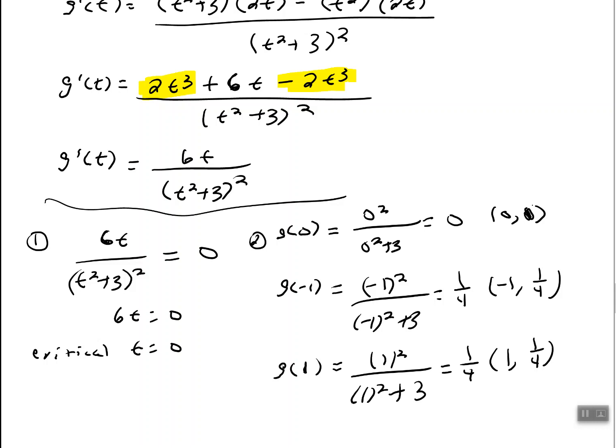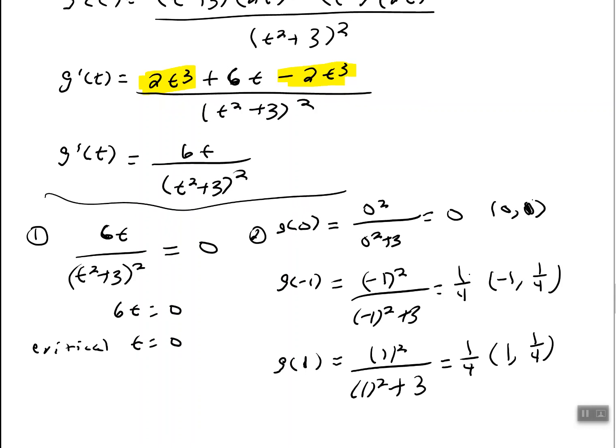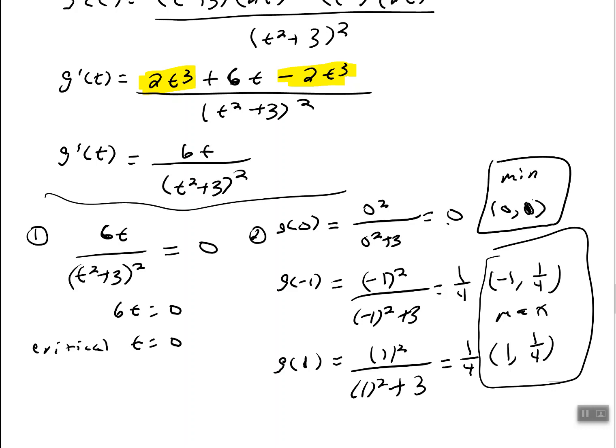All right, so since I have the same y values there, and those are my highest y values, both of these are considered to be maximums. So both of those points will be maximums. And then the 0, 0 would be our minimum, since that had the lowest point. So both negative 1, 1/4 and positive 1, 1/4 will be a maximum, because the results of 1/4 were the same and they were the highest of the three values.